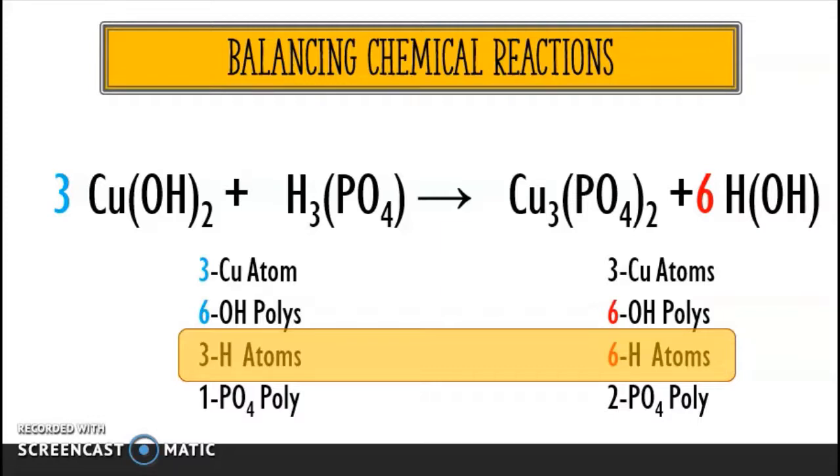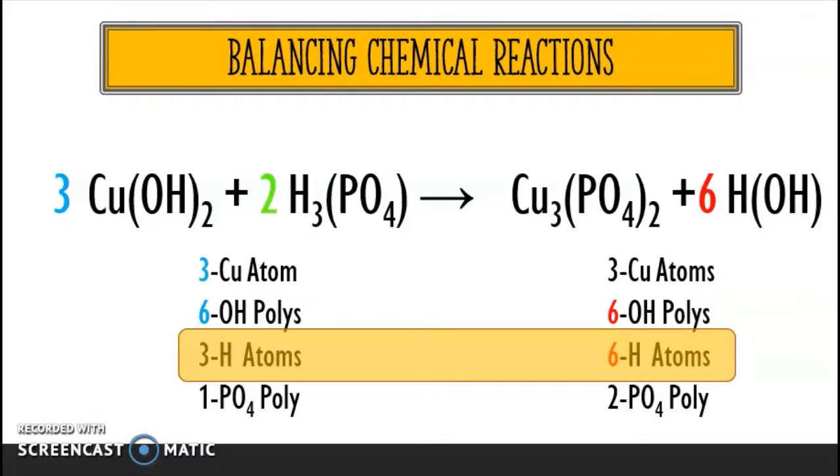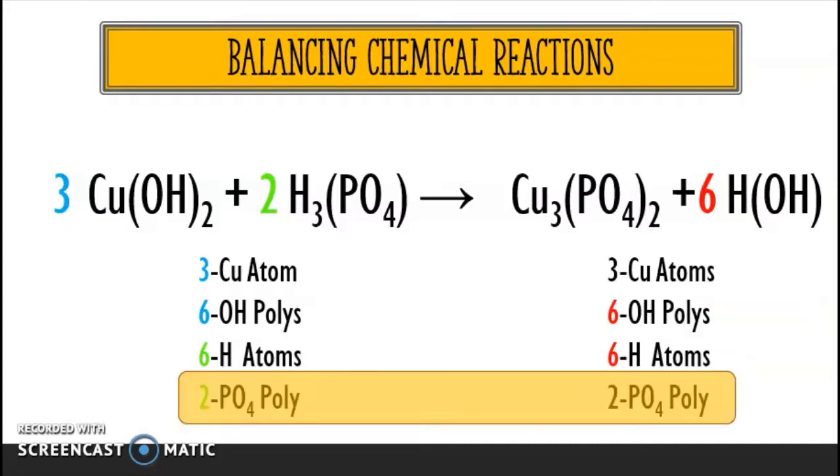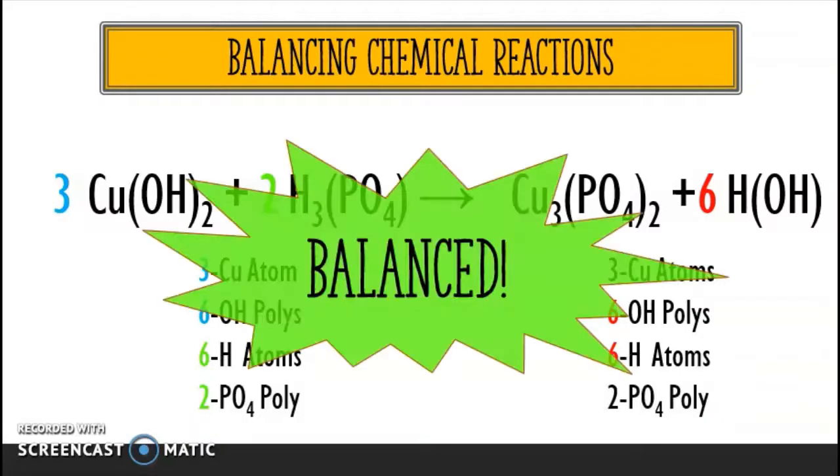I'll fix this by adding a coefficient 2 in front of my H3PO4, my phosphoric acid. And again, don't forget that that 2 is now going to distribute to both the H and the PO4, so that will shift my reactant side numbers. Now my hydrogens match. Let's double check to make sure our phosphates match as well. And what do you know? At the end of the balancing act here, everything matches beautifully. At this point, we could actually say that the equation is balanced.